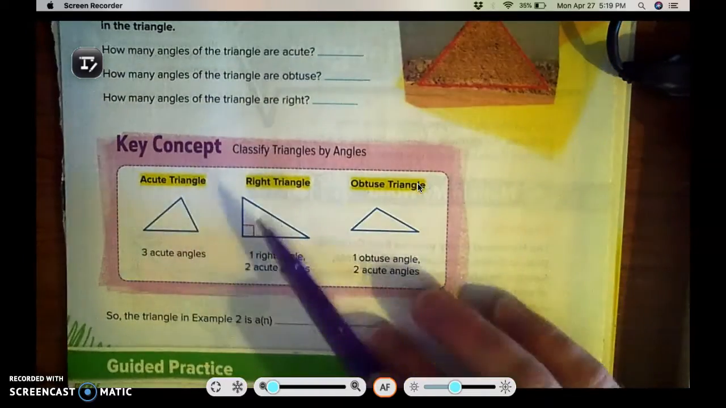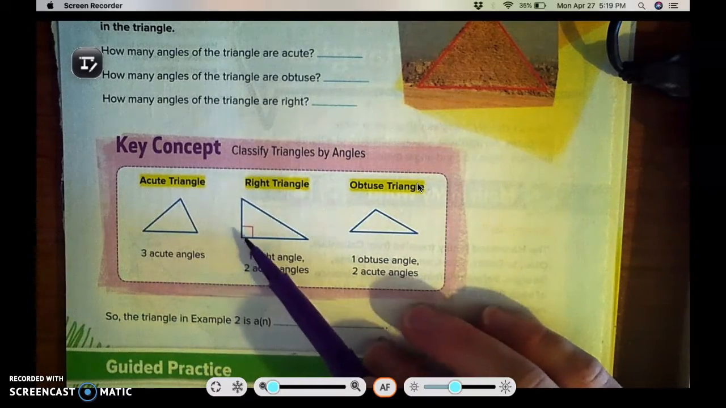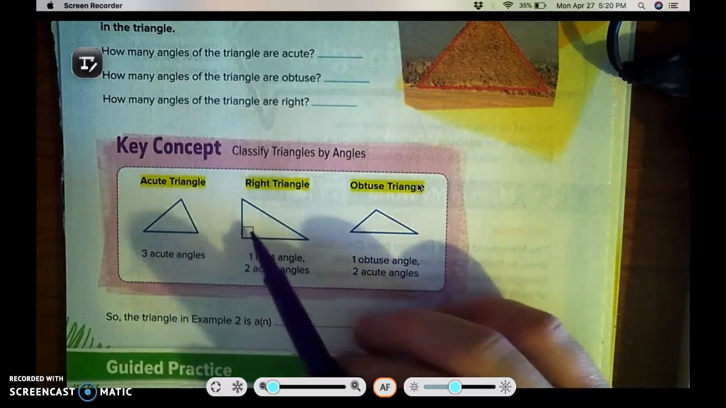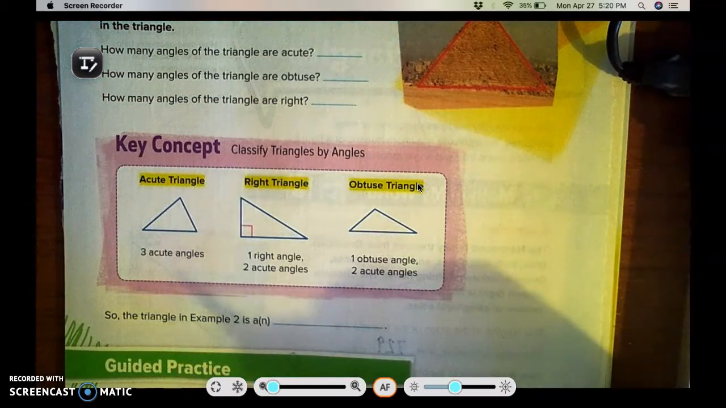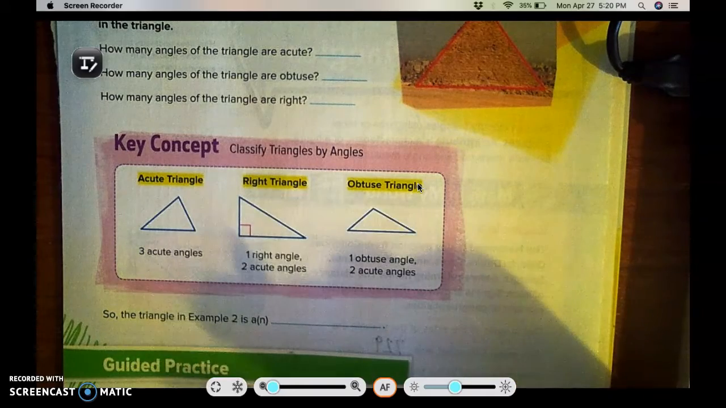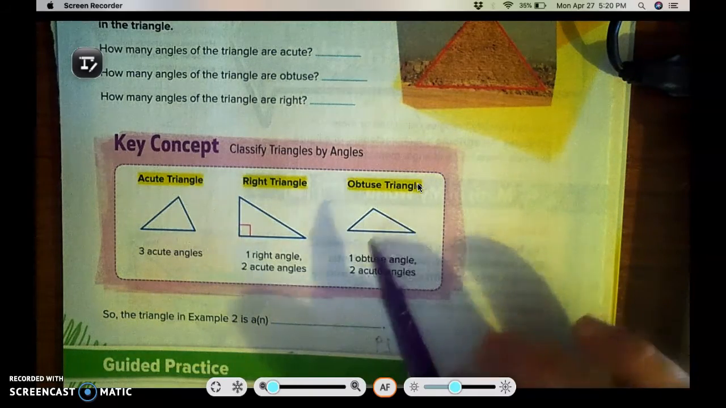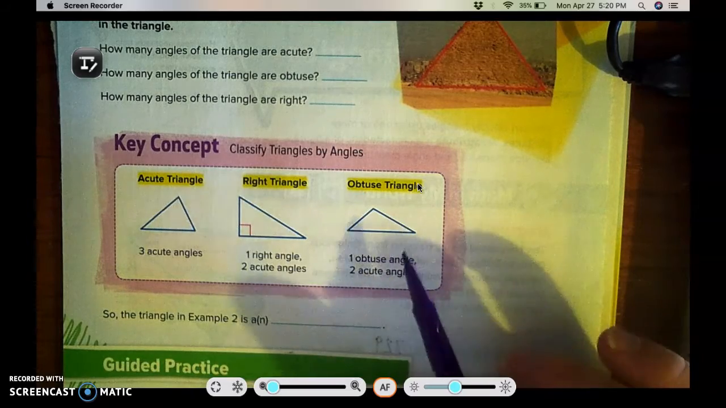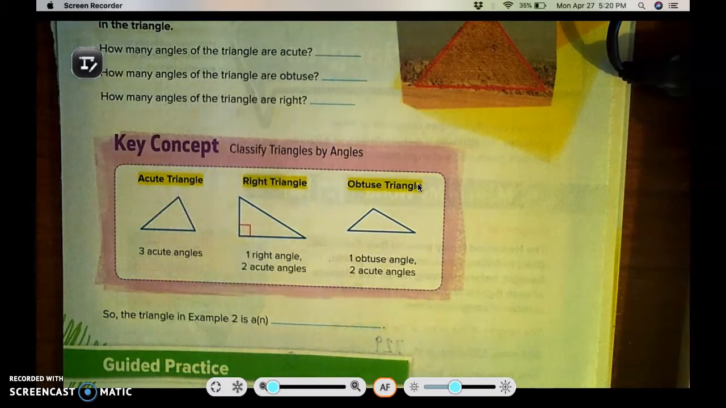A right triangle usually is indicated by that little square in the corner to show that it is perfectly 90 degrees. So it is exactly 90 degrees, so it is a right angle. And then it has 2 acute angles. And then obtuse is 1 obtuse angle and 2 acute angles. So 2 angles that are smaller than 90 degrees and 1 angle that's larger.